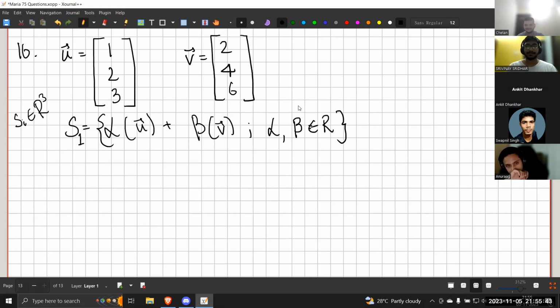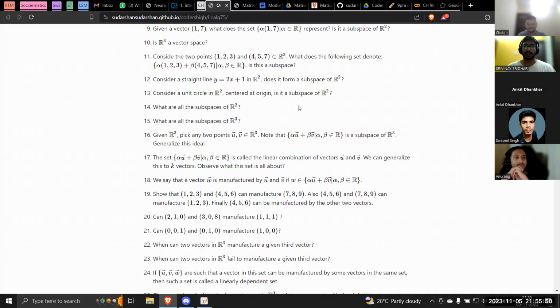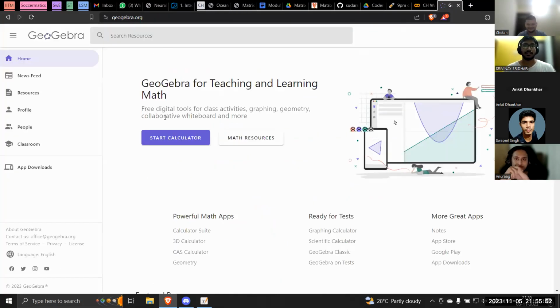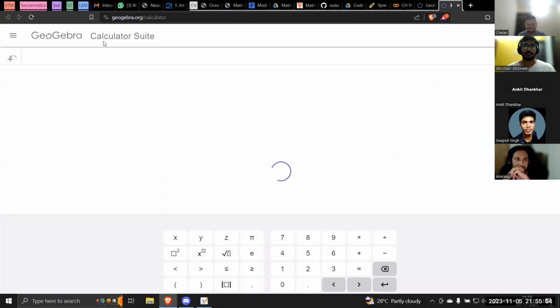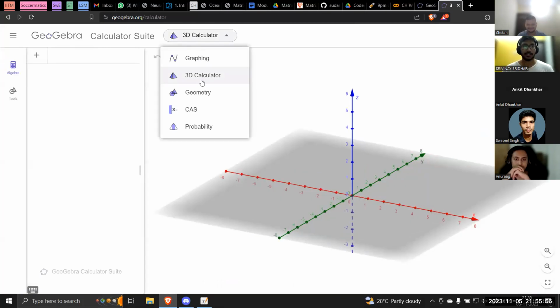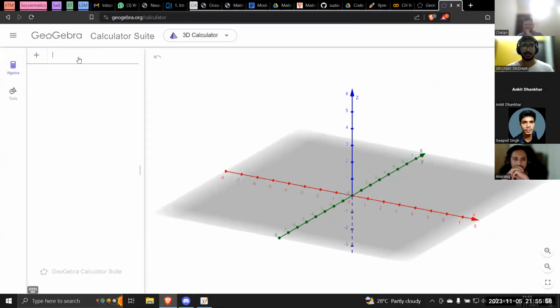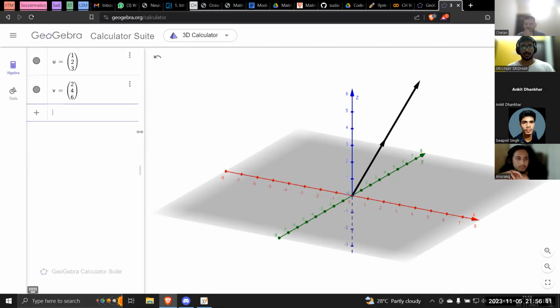Yeah, this line would be from 0 and passing from 1 to 3. Yeah, exactly. Okay, let's see that. So let's take GeoGebra. I hope you can all see the GeoGebra, right? Yeah. Is the GeoGebra visible? Okay. u is equal to 1, 2, 3, and v is equal to 2, 4, 6, right?